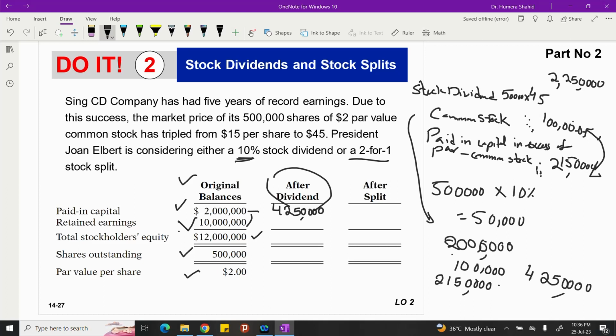Retained earnings will decrease because of the stock dividend. So how much will retained earnings decrease? Before, we have 10 million, right? It decreases because of the stock dividend of 2,250,000. Our current balance of retained earnings is going to be 7,750,000. But stockholders' equity will not change. It will still be 12 million.